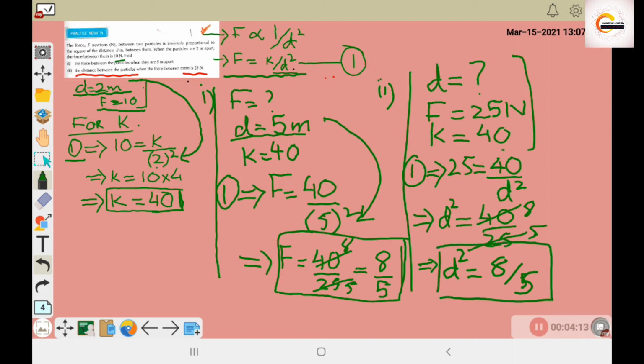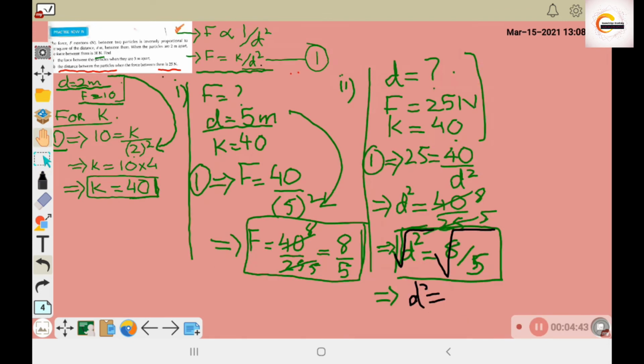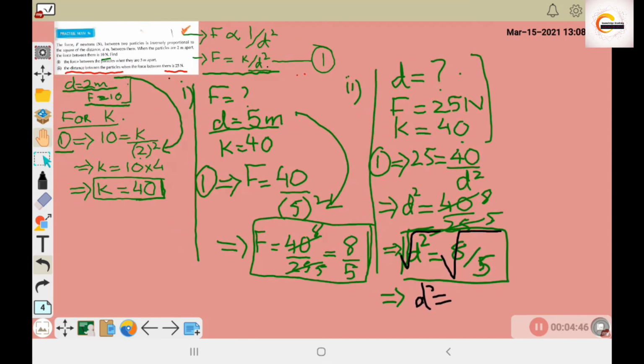But this is the value of d square. We have to calculate the value of d. How will we calculate the value of d? Simple. If we take a root on both the sides, we will calculate the value of d. So the root of d square is d, and I'm going to calculate it further, just writing it down. Under root 8 upon 5.